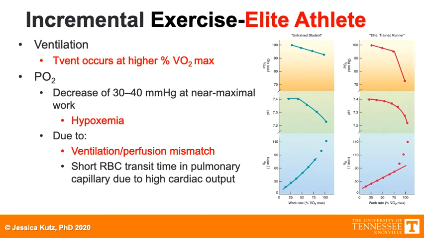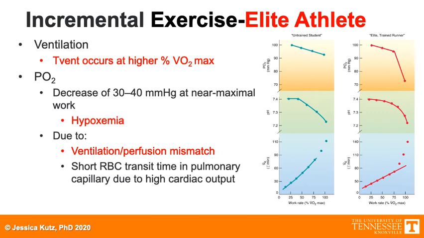Now, what's really interesting is what's happening with the partial pressure of oxygen in our elite athletes with increasing workloads. What we notice is we see a decrease of 30 to 40 millimeters of mercury at or near maximal work. So what happens is when these very elite, highly trained individuals are exercising and they're at those very high intensities of exercise, which remember would be different than the absolute workload for you or I at a maximal intensity, these people are working at a much, much higher workload.